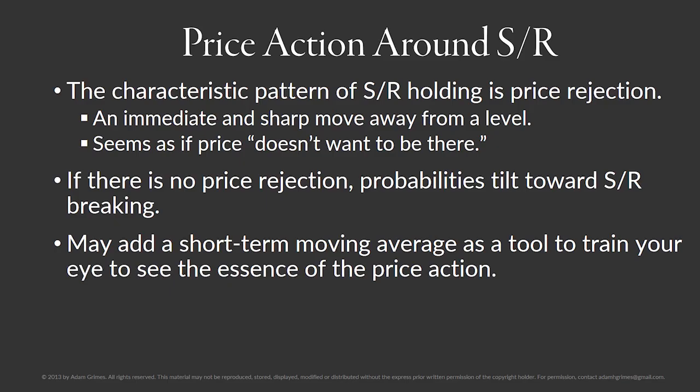So price action around support and resistance. This is important. If I had a bell, I would ring it here. The characteristic pattern of support and resistance holding is price rejection. I must just say that again. The characteristic pattern of support and resistance holding, working, is price rejection. What is price rejection? It's an immediate and sharp move away from the level. It seems as if price doesn't want to be there.